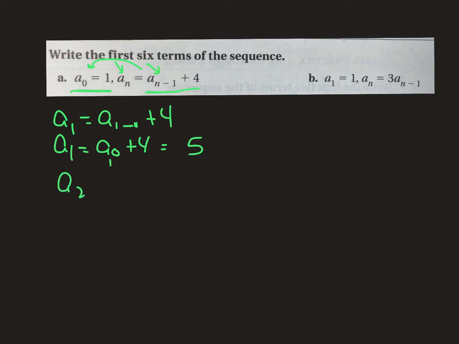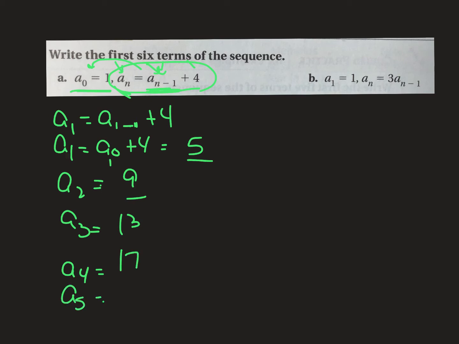A2, just reading this, remember, it's saying the next term is the previous term plus 4. So A2 would be the previous term plus 4, or 9. The next term would be the previous term plus 4, which is 13. The fourth term would be the previous term plus 4, 17. And the fifth term would be the previous term plus 4, which is 21. I know I said find the first 6 terms. Technically, the 0 term is the first one, so there's 2, 3, 4, 5, 6 terms.